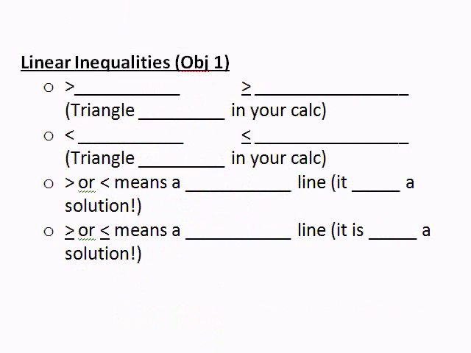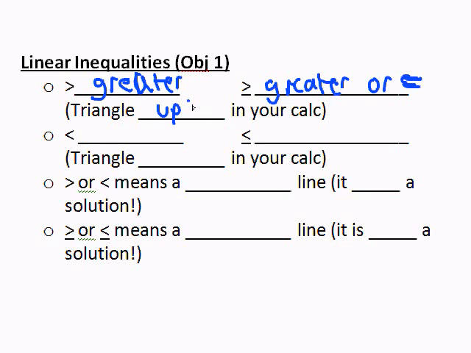So we've looked at equations. Now we're going to look at inequalities. Inequalities means you're going to have these little symbols, the greater than or equal to, less than or equal to, etc. This little symbol right here means it's greater than. This is greater or equal. Now, the greater than or equal to is going to be the triangle facing up in your calculator. And it's going to look like this. And I'll show you what that means here in a second when we work through an example.